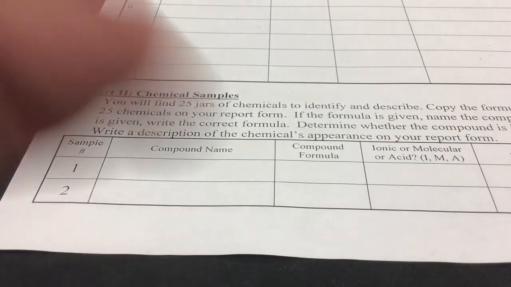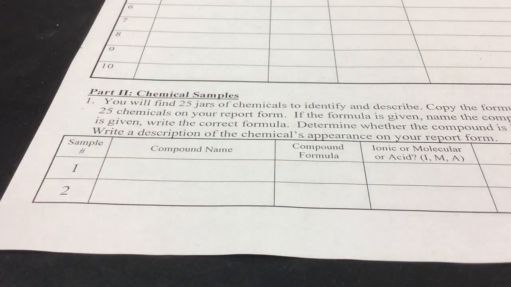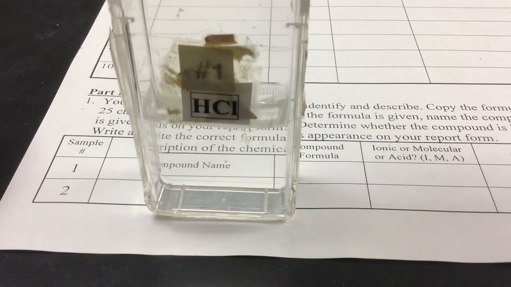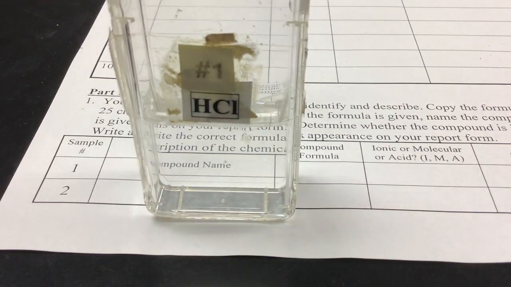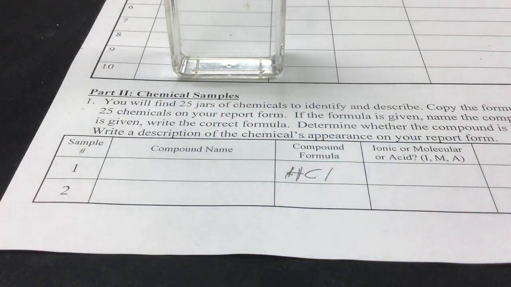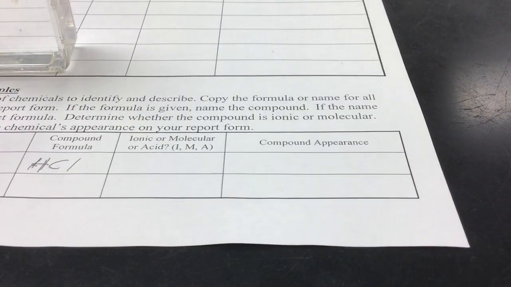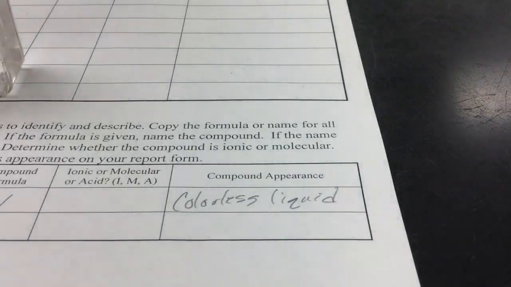They're going to be chemical samples, and I'm going to show you here on the screen the actual individual compounds, and you'll write down either the compound name or the formula. So this is the first one right here. It says number 1, HCl. That's the compound formula. So what you'll do is you'll write in the formula blank here, HCl, like that. And then what you'll need to write down right now while you're looking at them is what the compound appearance is. Here I would say this is a colorless liquid.